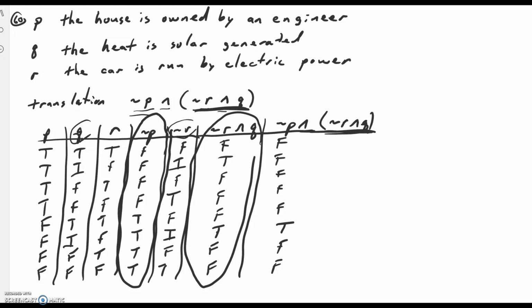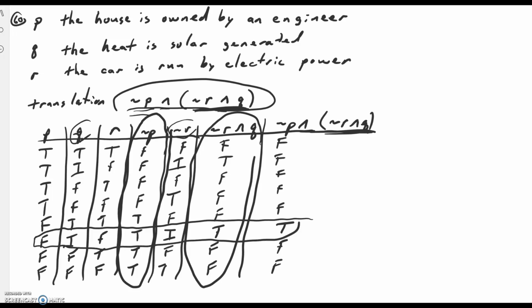And so based on the order we did this in, the only case that makes this compound statement true is this case right here, which the book sometimes calls the sixth case, because it's the sixth row. But it's the case where P is a false statement and Q is a true statement and R is a false statement. So the house is not owned by an engineer, the heat is solar generated, and the car is not run by electric power. So this is the truth table, and the sixth row is the only set of conditions that can make this compound statement true.